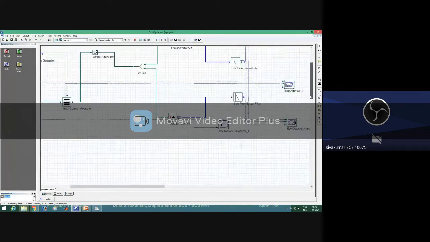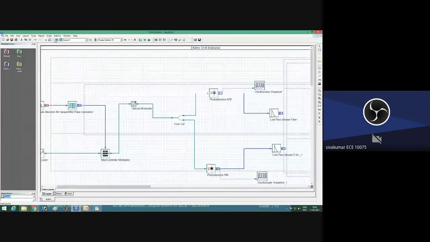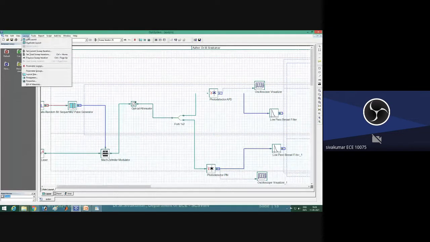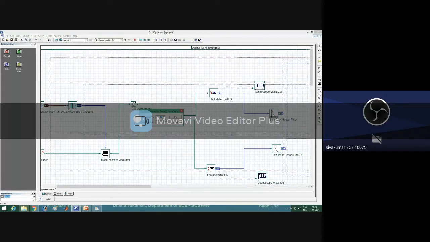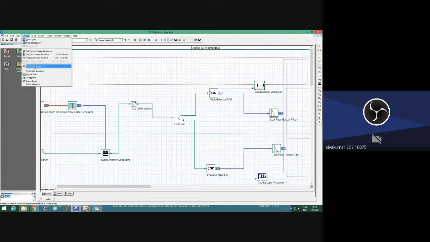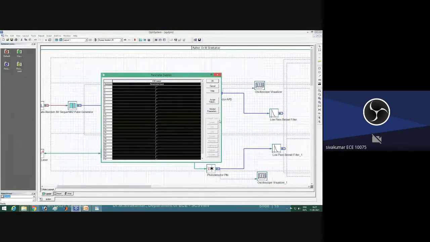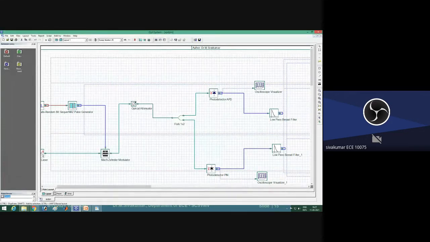Just run this program. Then one more step: the layout. Set the total sweep iterations. In the previous example you used 10. In this example you use 20 or 25. Just for analysis purposes, I am using 25 iterations. Then in parameter sweeps, you select this CW laser. Then click on this one.